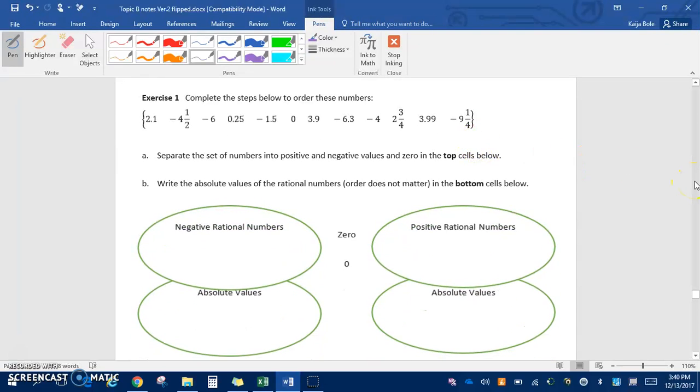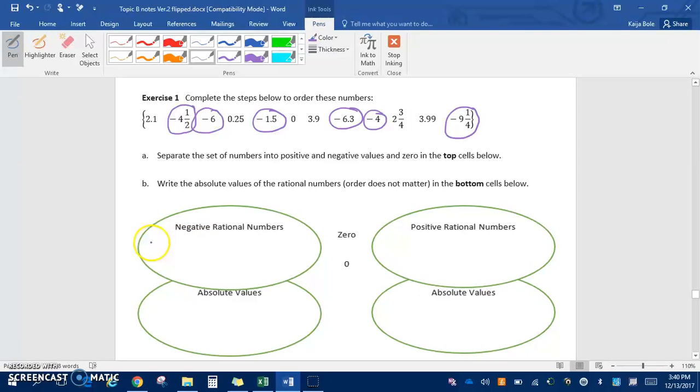Alright, so this exercise says to complete the steps below to order the numbers. So part A says to separate the set of numbers into positive and negative values and 0 in the top cells below. So I'm going to go ahead and circle all of my negative numbers, just so I have a visual and I can see those separately. Negative 1.5, negative 6.3, negative 4, and then negative 9 and a fourth. Alright, so our negative rational numbers, we're just going to put these in the top here.